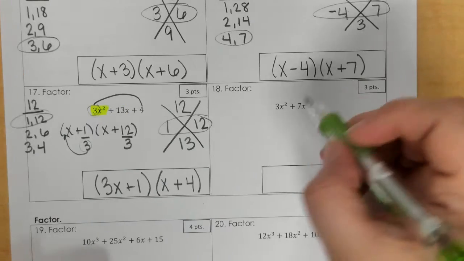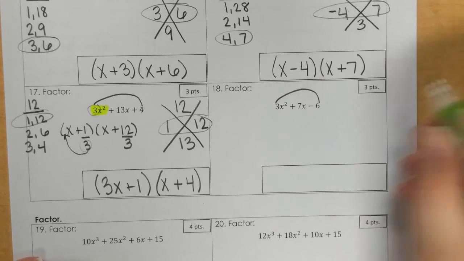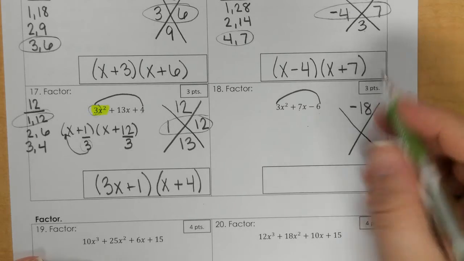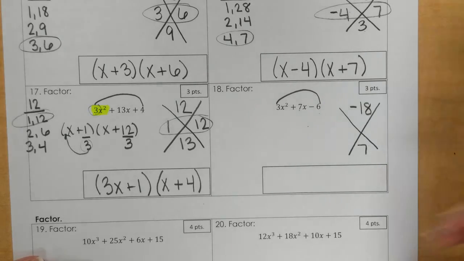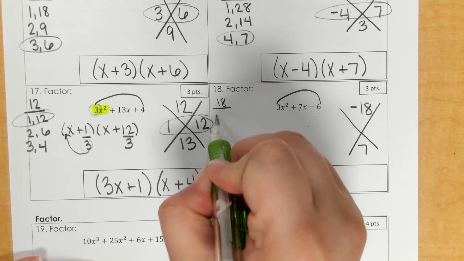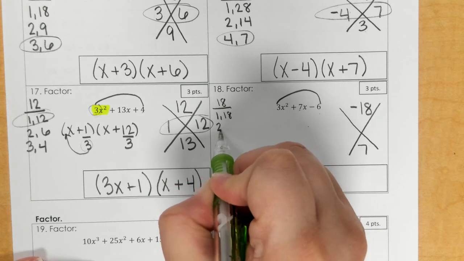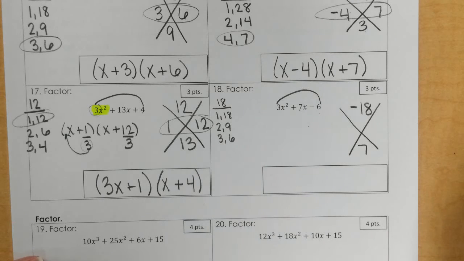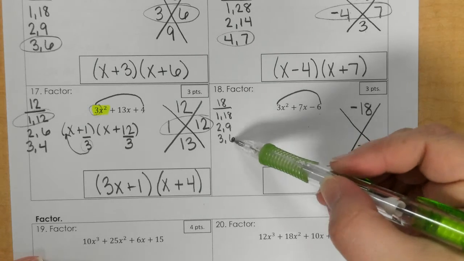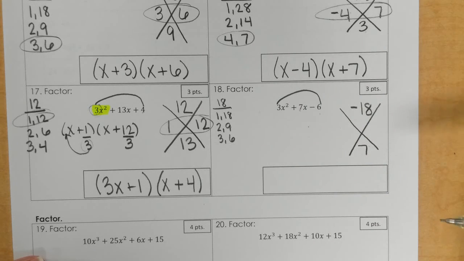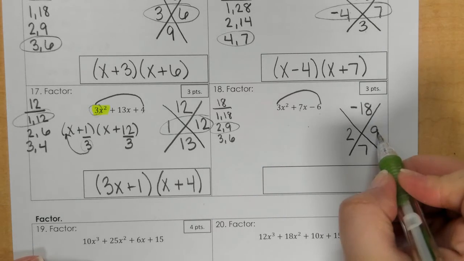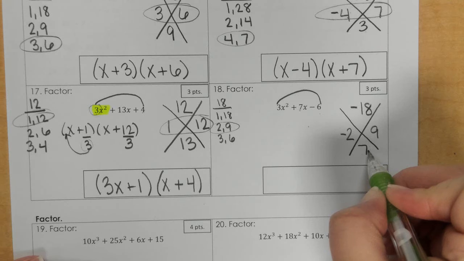All right, number 18. So first number times last number gives me negative 18. I have to get to the middle number, 7. So the factors of 18: 1 times 18, 2 times 9, 3 times 6. Which pair can add or subtract to get to 7? And that would be 2 and 9. So 9 minus 2 would get me 7.